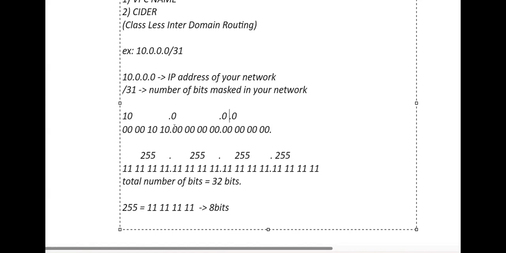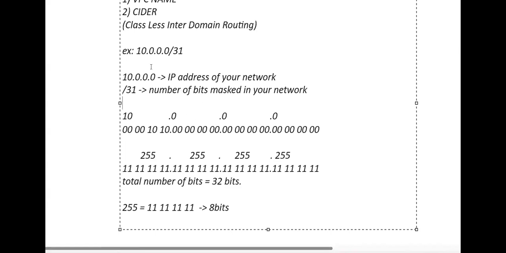Okay. So first we need to represent our data in the form of bits. So now I represented my data in the form of bits. Now what we are saying is, 31 bits are masked.